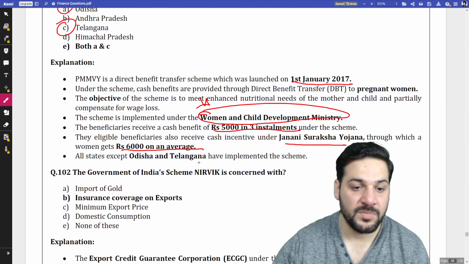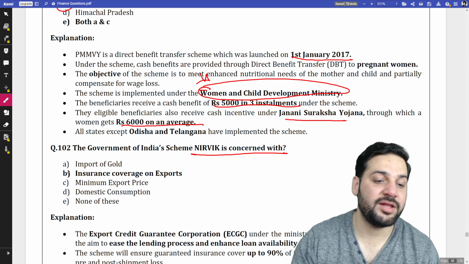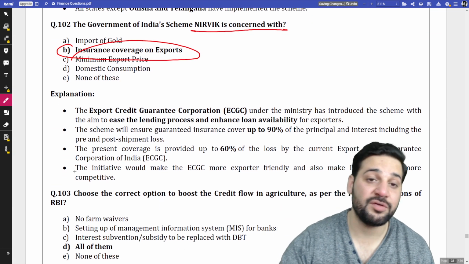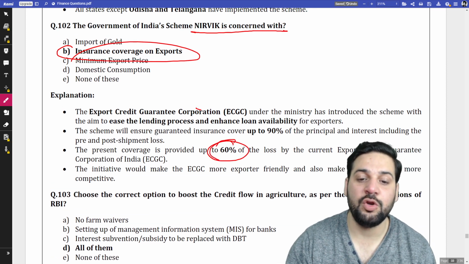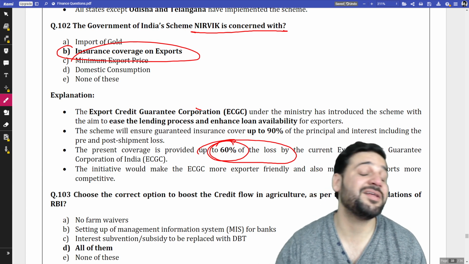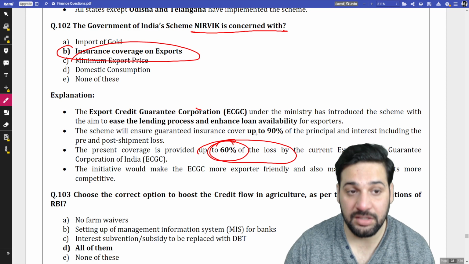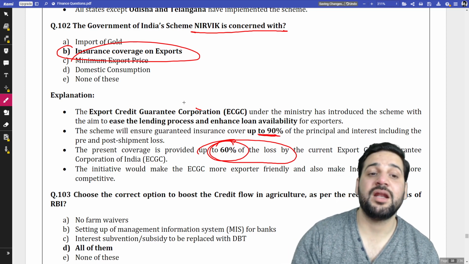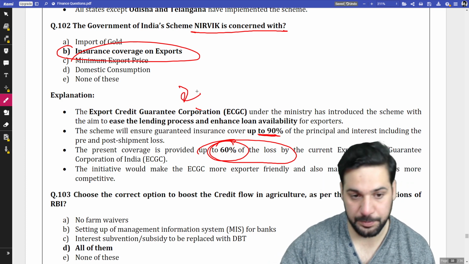Okay, really important. The government of India's scheme Nirvik is concerned with insurance coverage on exports. That was really, really important. I think that was on the RBI website as well. At present, 60% of the loss coverage is provided, 60% insurance on exports, but now this has been enhanced up to 90%. And this coverage is provided by ECGC, the Export Credit Guarantee Corporation.